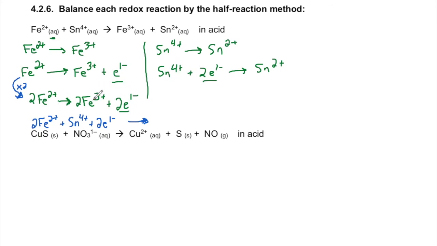Now on the right side of the equation, here we have 2 iron 3 ions, 2 electrons, and a tin 2 ion. So we are going to simplify this, another part of step 7. Step 7 was to add the reactions together. We did that. Another part of step 7 is to simplify by eliminating things that are on both sides of the equation.